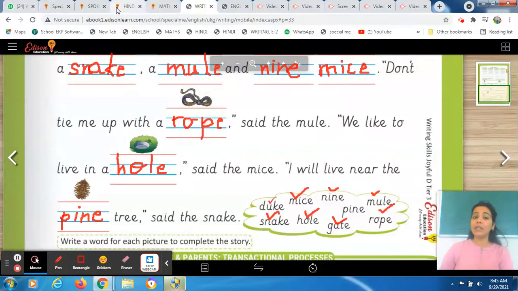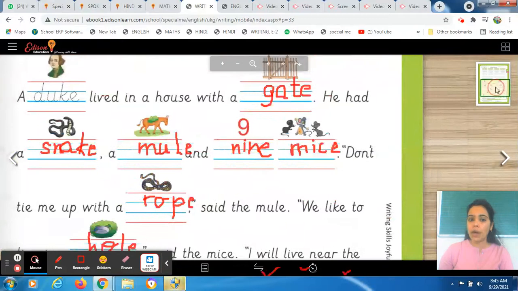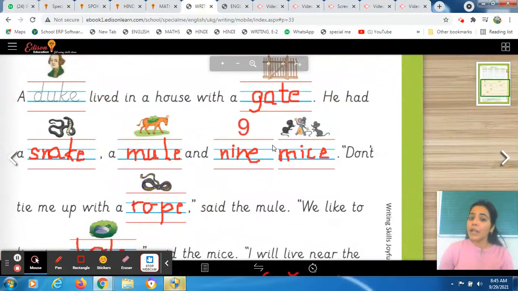Right? So students, in this story, we learn about the duke. That duke lived in a house. वो एक house में रहता है. उस house में क्या है? There is a gate also. And he lived with his pets. And how many pets does he have? He has lots of pets. A snake, a mule, and 9 mice.